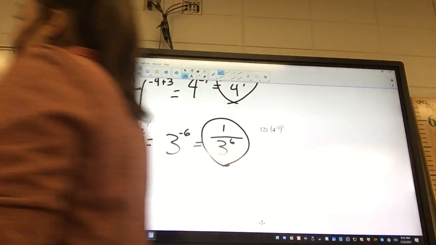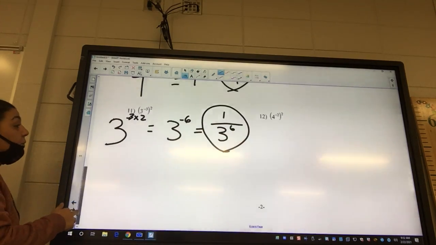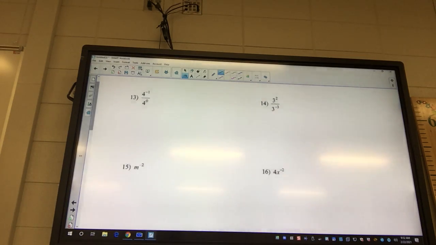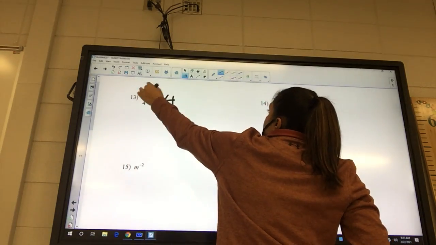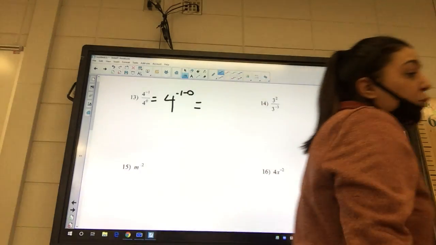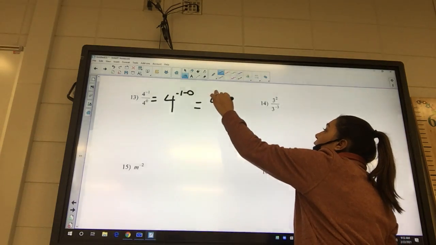Okay, and so you can move that 6 to the bottom and throw a 1 on top. Okay, look at 13. What type of rule is that? Division. Division says subtract the exponents, top minus bottom. So we're going to keep the same base, and we say the top one, which is -1, minus the bottom one, which is 0. -1 minus 0 is what? -1. So it's going to be 4 to the -1.